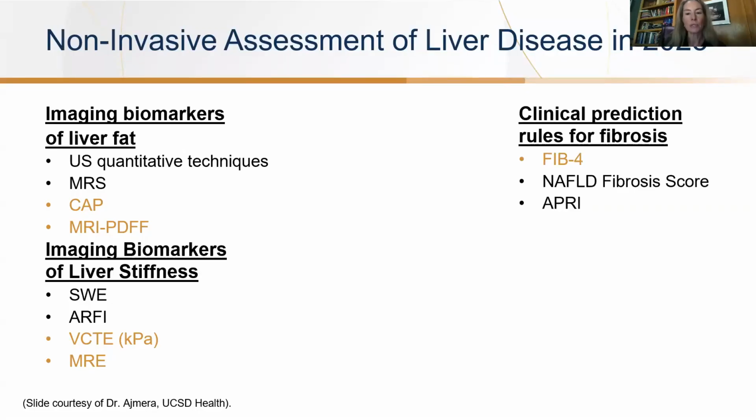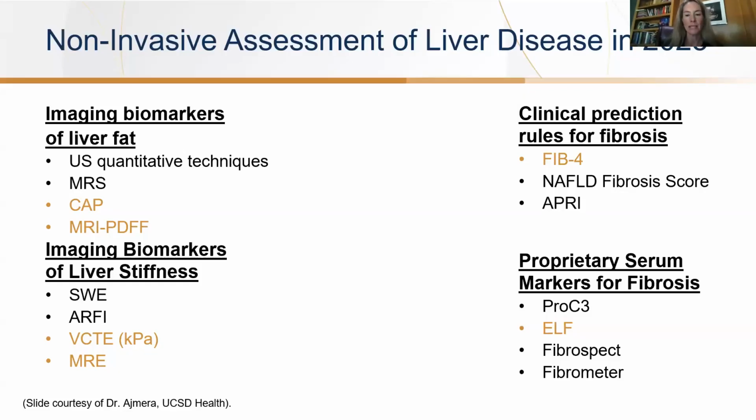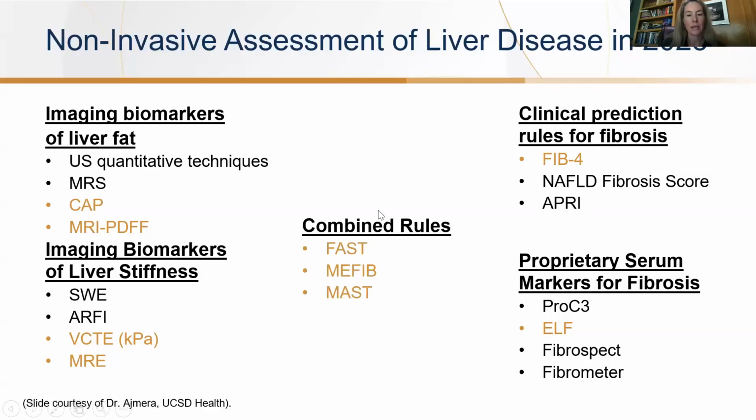We have clinical prediction rules for fibrosis. Lab-based would be your FIB4, the NAFLD fibrosis score, and the APRI. We have proprietary serum markers for fibrosis, which would include the ELF score as well as some others you can see here. And then we have combined rules that combine either FibroScan with AST or MRE with these other lab values to create these prediction rules for advanced fibrosis. In the interest of time today, we're just going to focus on the ones that are highlighted here.